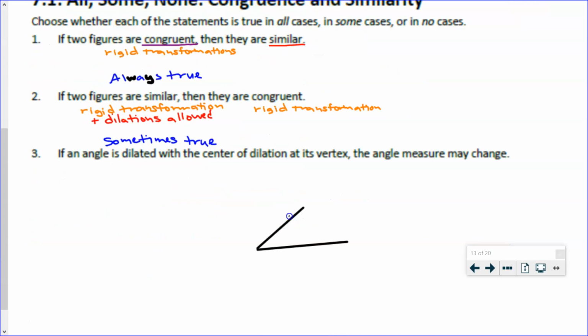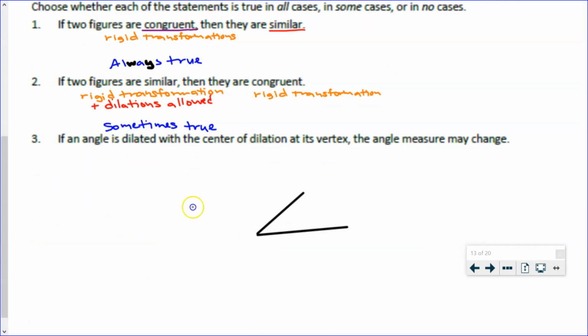And here's the last one. I've drawn this little diagram to help make sense of it. If an angle is dilated, so I've drawn an angle, and it's going to be dilated, with this vertex being the center of dilation, the angle measure may change. Sometimes, always, never. Another 30-second discussion here. 30 seconds, ready, set, go.